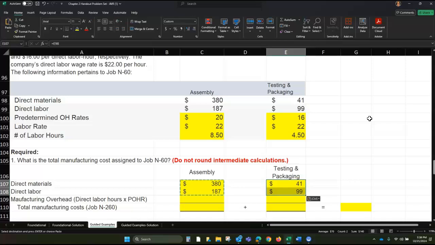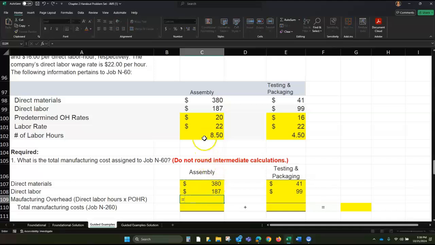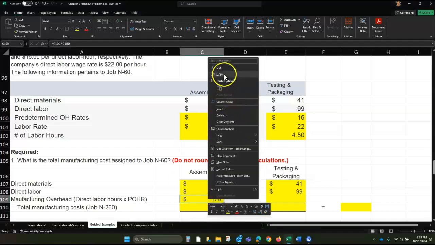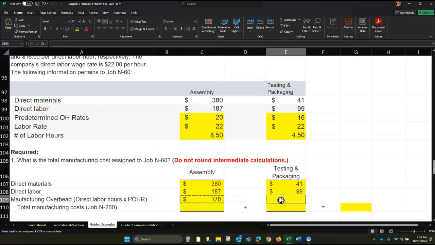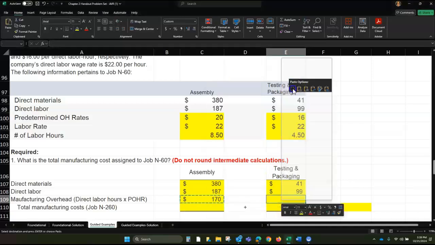All right. Our manufacturing overhead was number of labor hours times the overhead rate. So let's pick up the number of hours times the predetermined overhead rate. That one I can also do a right click, copy, paste.